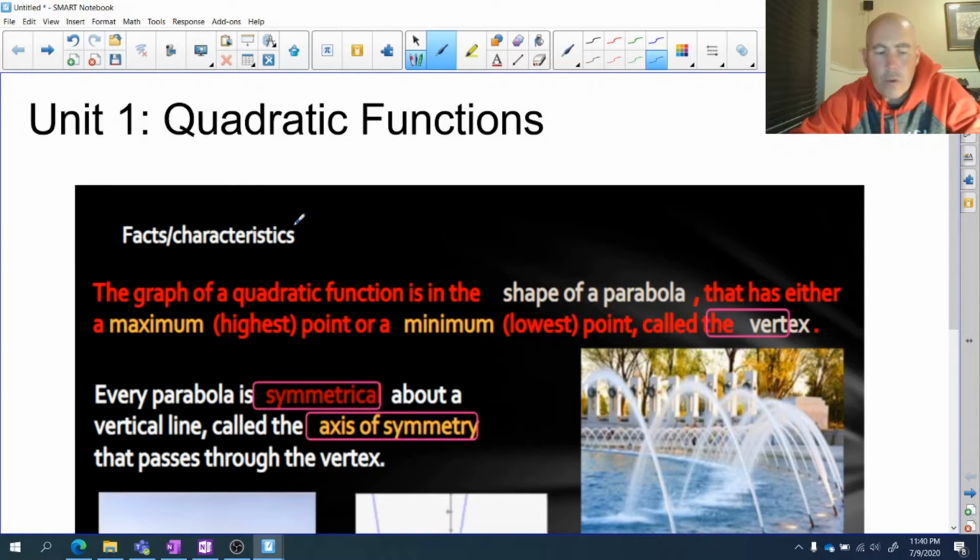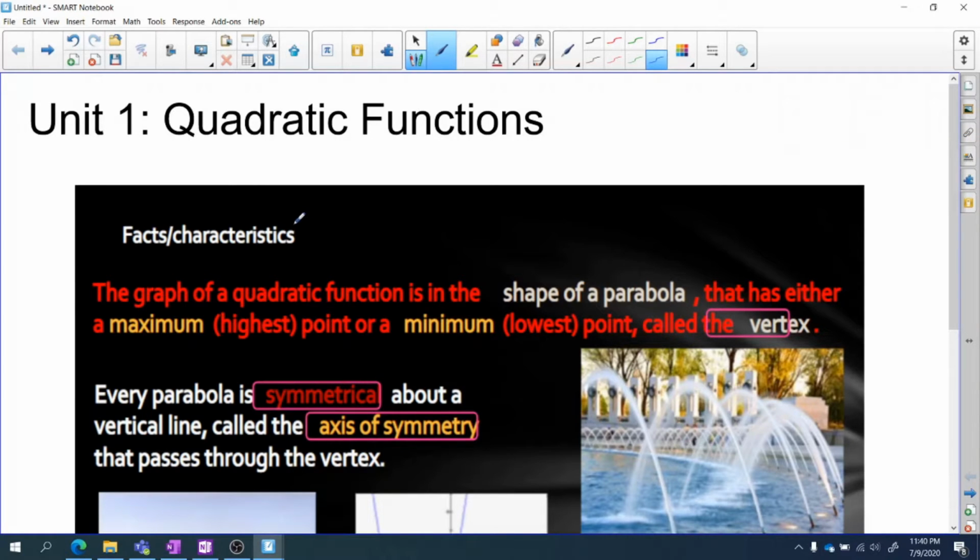All right, so let's get to it. Our first section is an overview of the properties of quadratic functions. You have had a brief introduction to quadratic functions in the past. However, it may be somewhat limited, so we are going to pretty much assume that you have no idea what a quadratic function actually is.